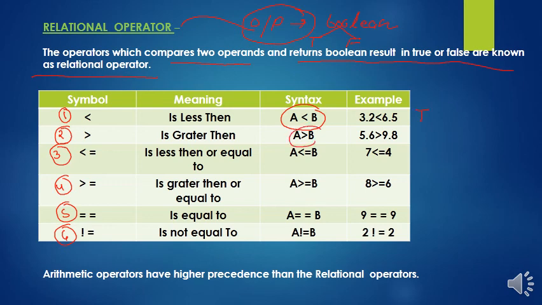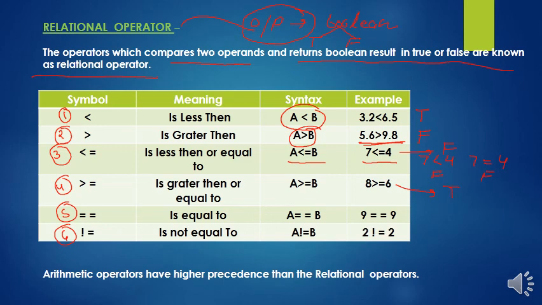Next is a greater than b. So 5.6 is greater than 9.8. Answer is what? False. Next is a less than or equal to b. So 7 is less than or equal to 4. First it will check whether 7 is less than 4. The condition is false. Then it will check 7 is equal to 4. The condition is false. So it will return false. 8 is greater than or equal to 6. The condition is true. It will give true.